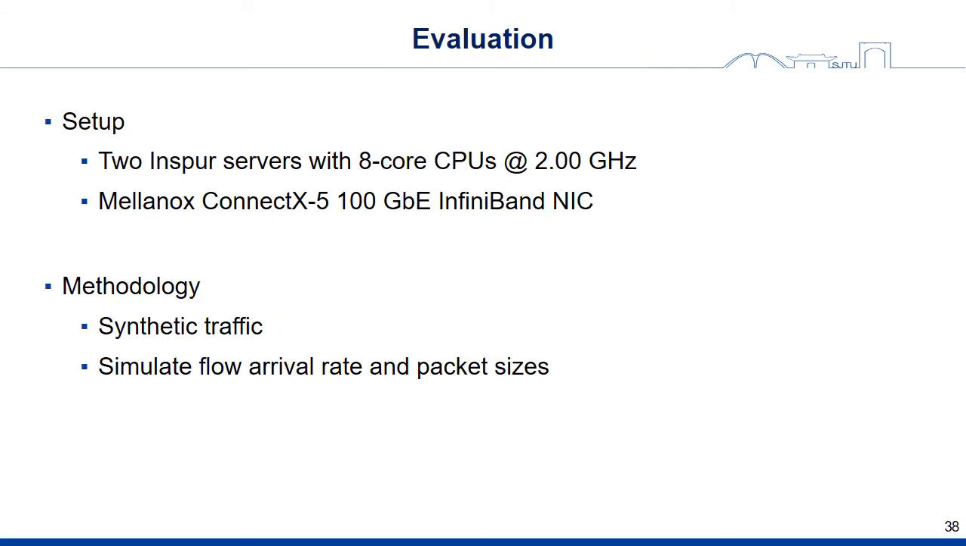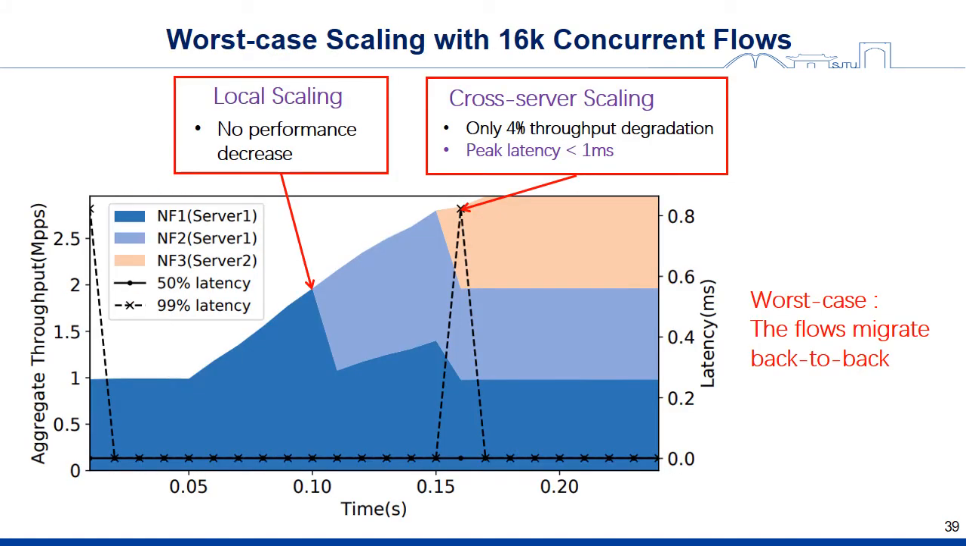Next, let's see whether the evaluation matches our goals. We use two servers each equipped with a Mellanox ConnectX-5 NIC. To test the elastic scaling, we use static traffic, which simulates the flow arrival rate and packet sizes of real-world traffic. First, let's see the worst-case application performance of RECANS, because the normal case traffic shows no observable throughput decrease.